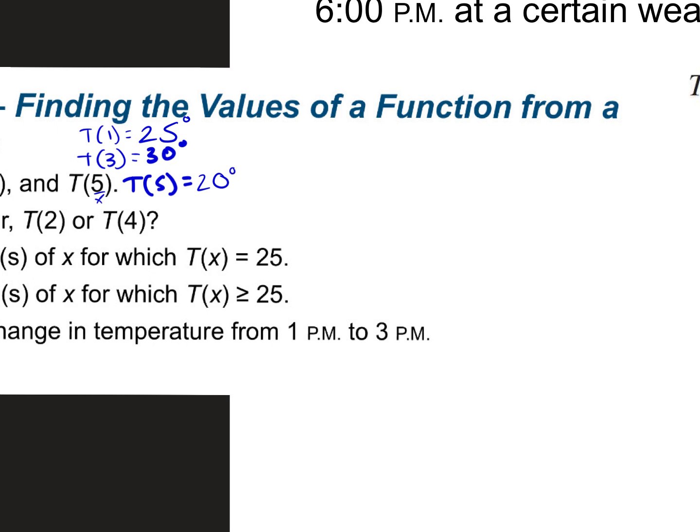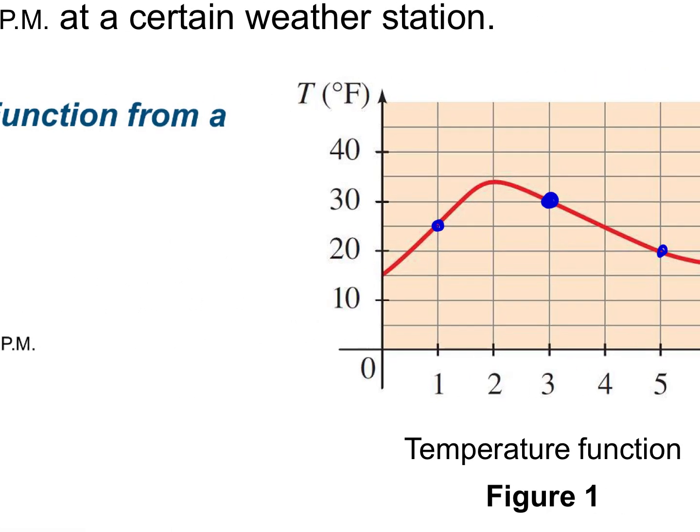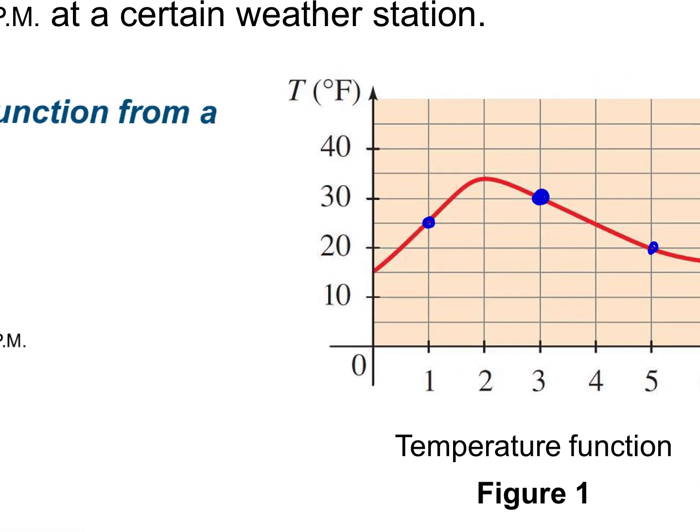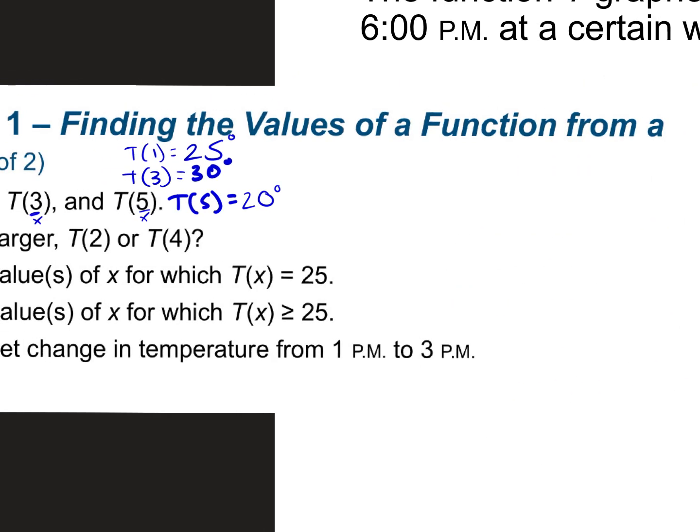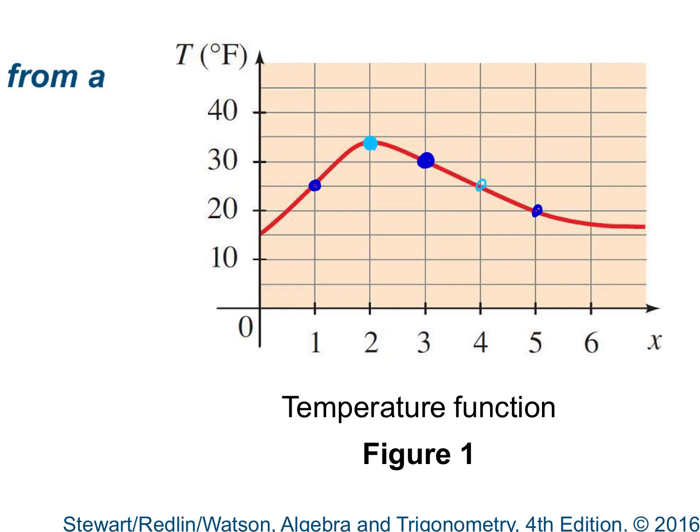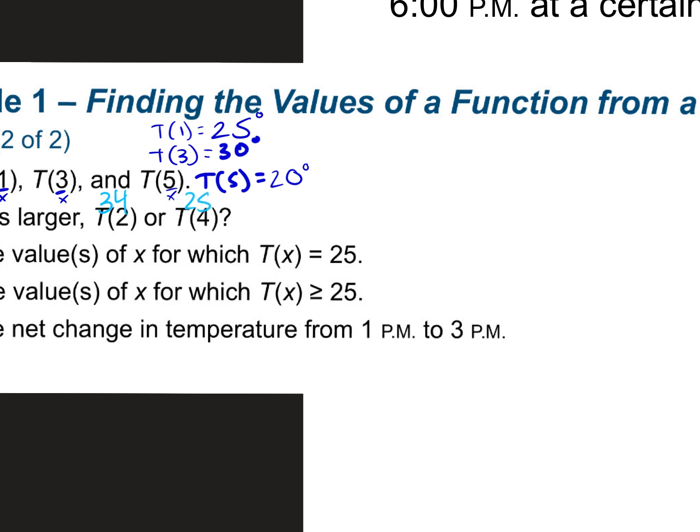For B, it's asking for the same thing, but it says which is larger, t of 2 or t of 4. So let's find what each of them are. If we find where x is 2, what's our y value? 34-ish. It's a little bit lower than 35, so we could say 34. If we go to t of 4, what's our y value? 25. So which one's larger? T of 2 is larger.